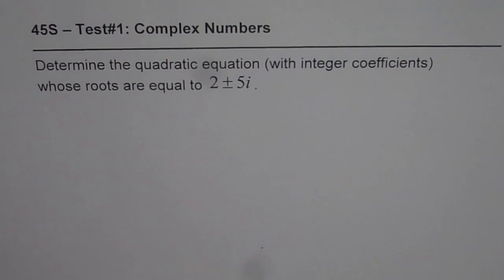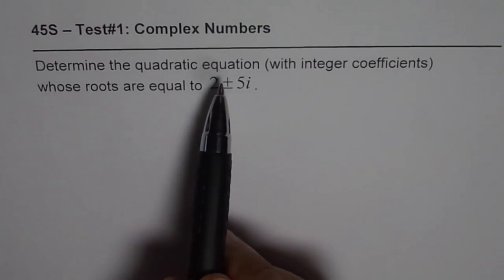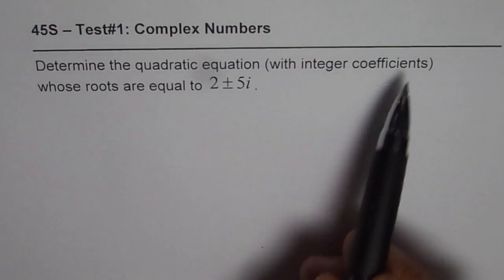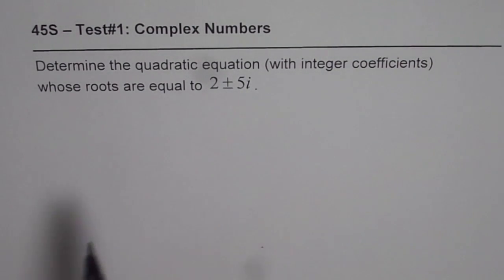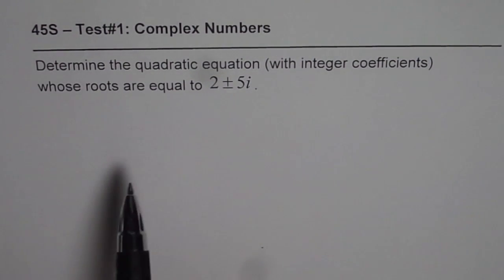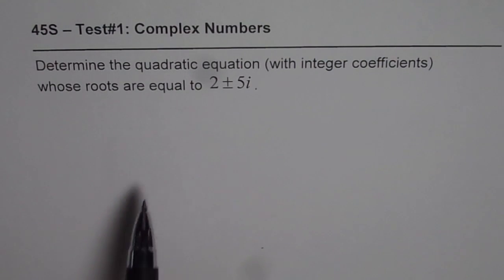This is good for IB students and those who are preparing for calculus. The question here is, determine the quadratic equation with integer coefficients whose roots are equal to 2 plus minus 5i. Now there are a couple of methods to do it. The method which I'm going to share with you is one of the best.